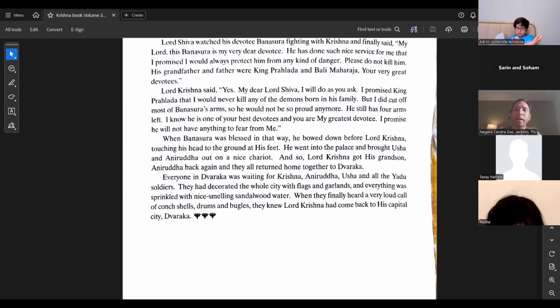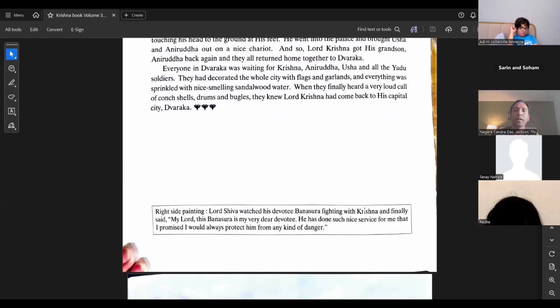When Banasura was blessed in that way, he bowed down to Lord Krishna, touching his head to the ground at his feet. He went into the palace, brought Usha and Aniruddha out on a nice chariot, and so Lord Krishna got his grandson Aniruddha back again, and they all returned home to Dwarka. Everyone in Dwarka was waiting for Krishna, Aniruddha, Usha, and all the Yadu soldiers. They had decorated the whole city with flags and garlands, and everyone was sprinkled with nice smelling sandalwood water. When they finally heard a very loud call of conch shells, drums, and bugles, they knew Lord Krishna had come back to his capital city, Dwarka.